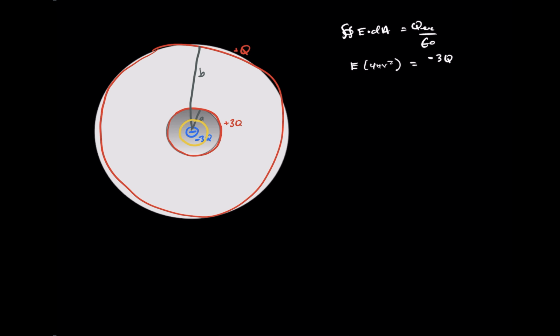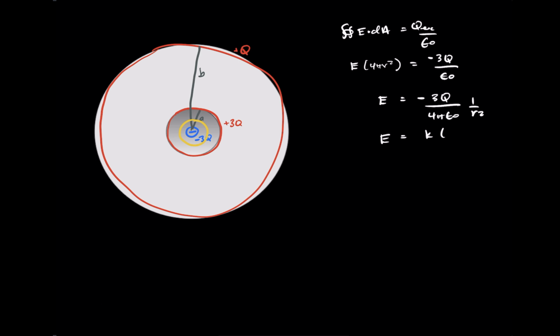Okay, that's this over epsilon naught. So the electric field inside the sphere is going to be negative 3Q over 4 pi epsilon naught. Sorry, made that messy. So 1 over 4 pi epsilon naught times negative 3Q over r squared. So k, negative k 3Q over r squared.